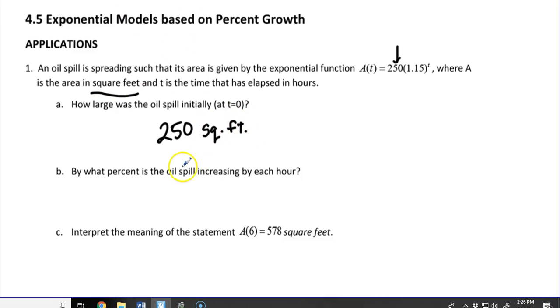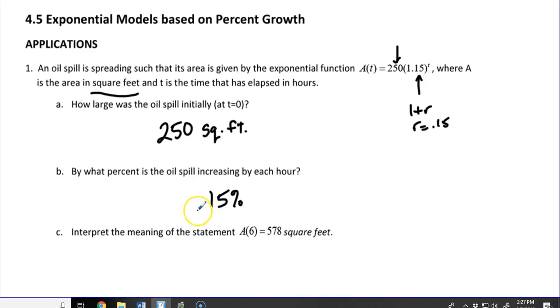What percent is the oil spill increasing by each hour? Well, we know this is our multiplier, but it's a 1 plus r, right? Because it's a growth. Well, r is 0.15, therefore, and I need to put that in terms of a percent. So that'd be 15%.